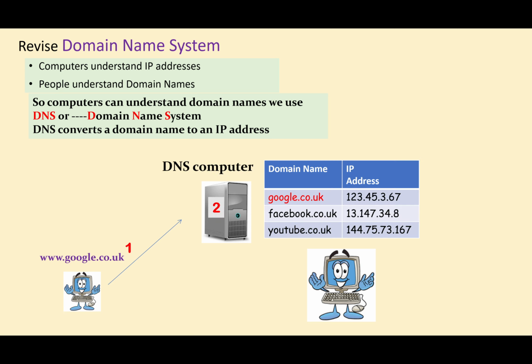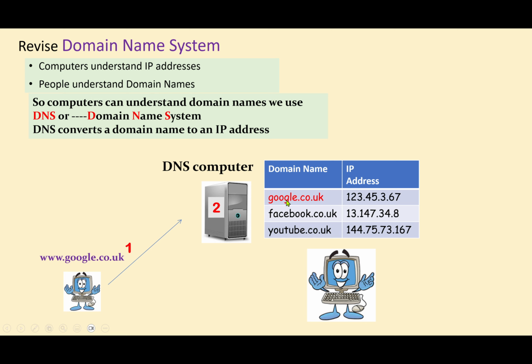The DNS computer will then have a table of all of the domain names that it knows, and if it knows any of the domain names, it'll have an associated IP address for that domain name. So when you send google.co.uk to the DNS computer, it simply looks up google.co.uk amongst all of the domain names that it has.